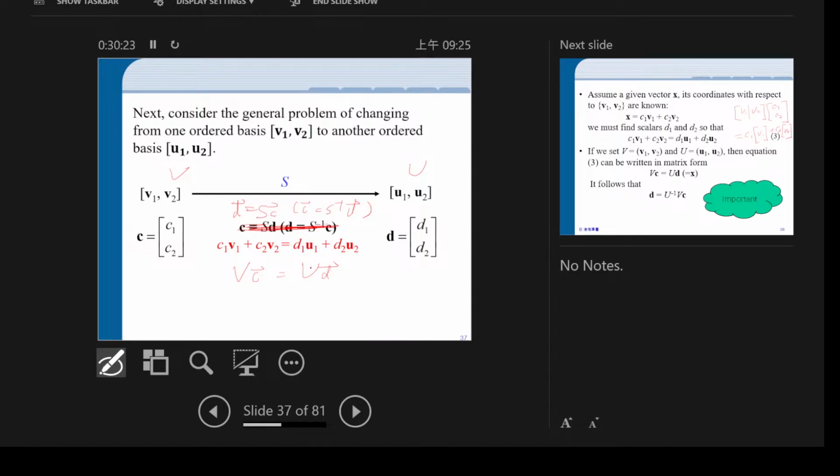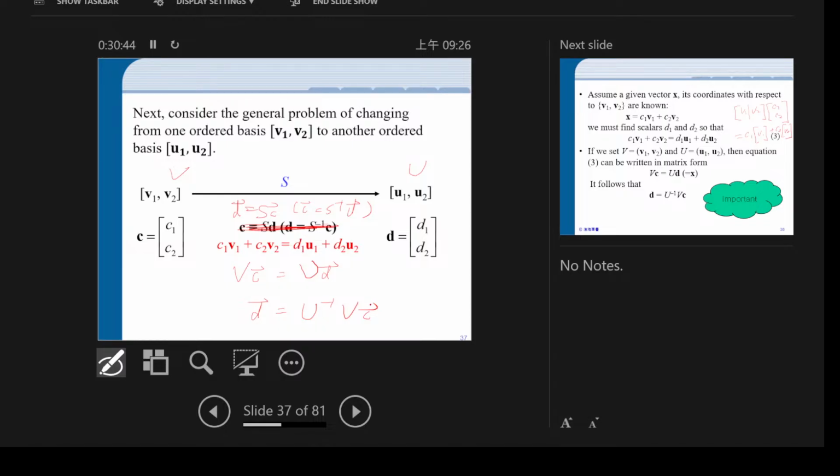Let's also write this better. So this U. Okay, and we want d equal to something times c. So we move this U to the other side, and we will have a d vector equal to U inverse V times the c vector.